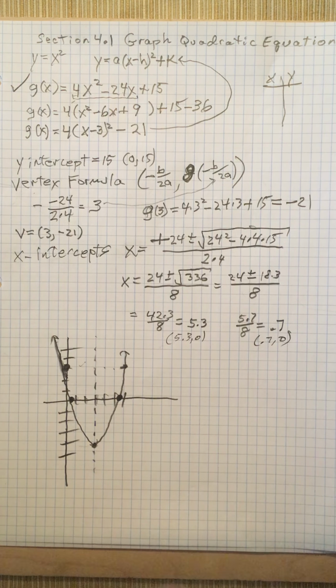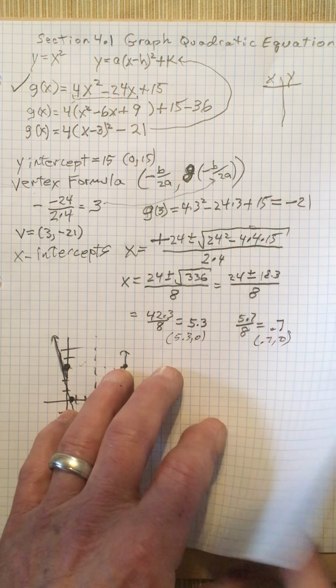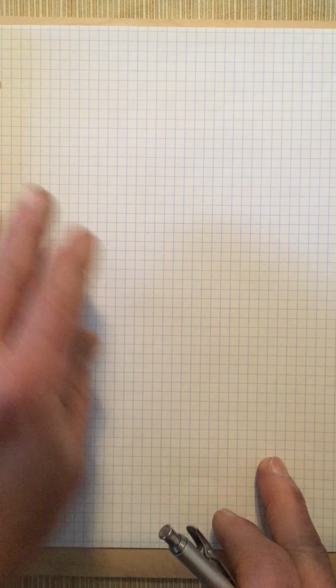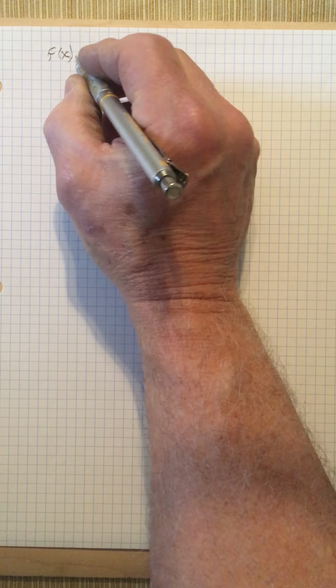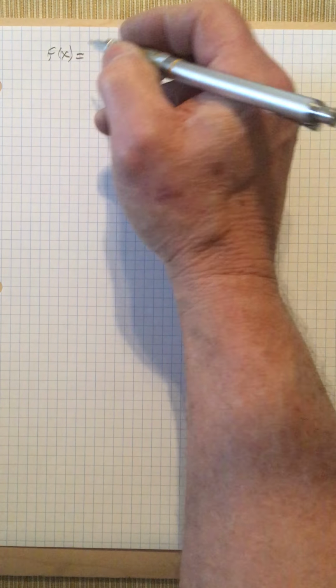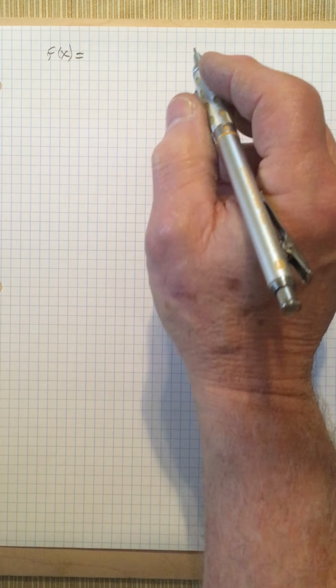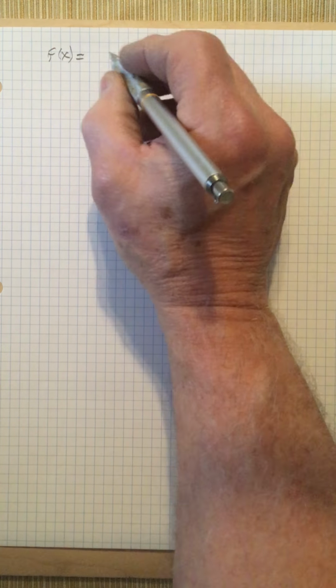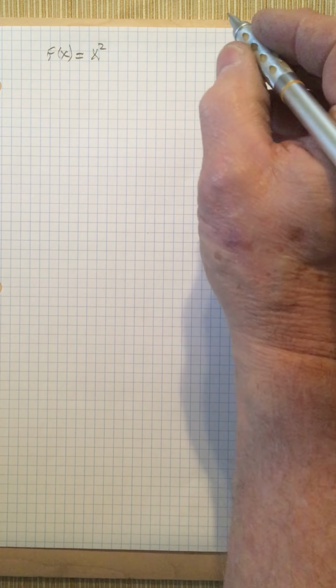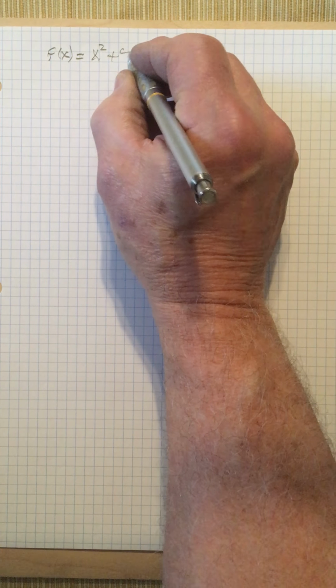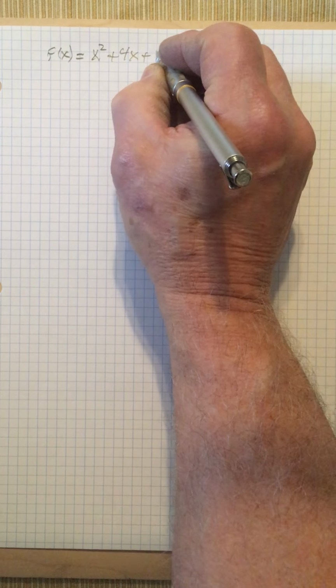So let me go ahead and do one more, and that should do it. Okay, let's try this one. This one will have a little something different happen, so it's a good example. So we have f of x equals x squared plus 4x plus 5.